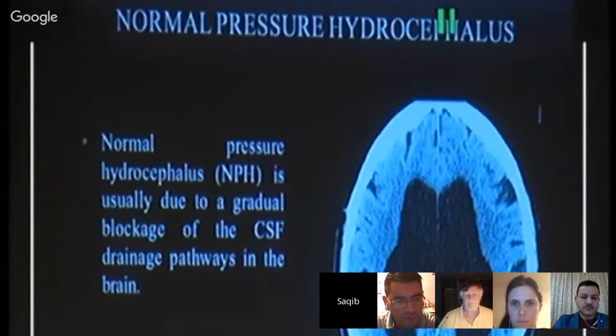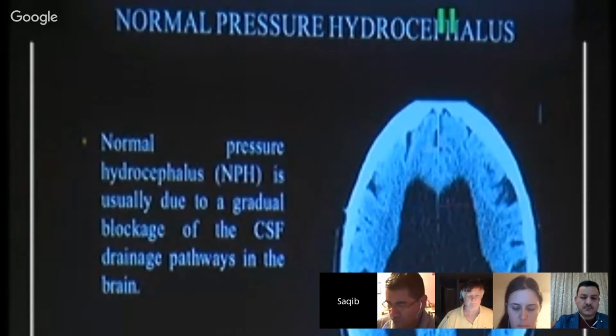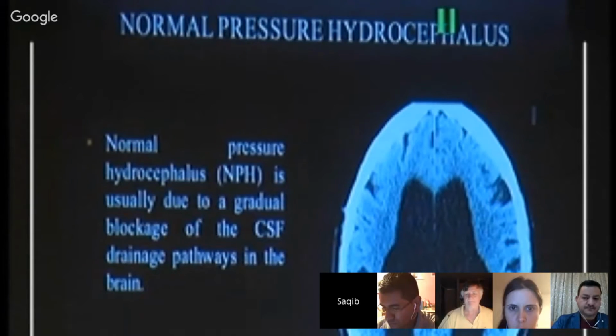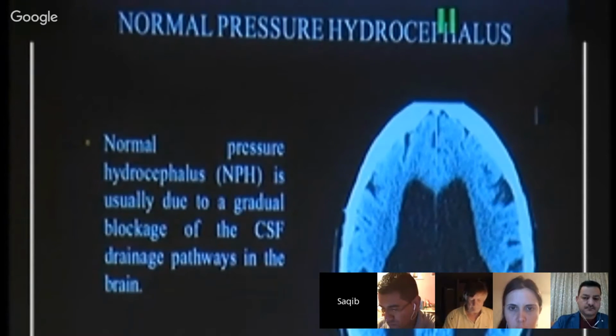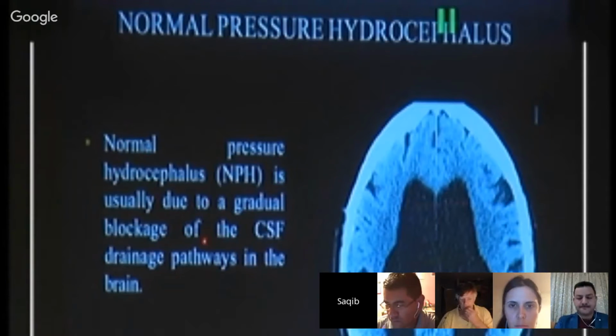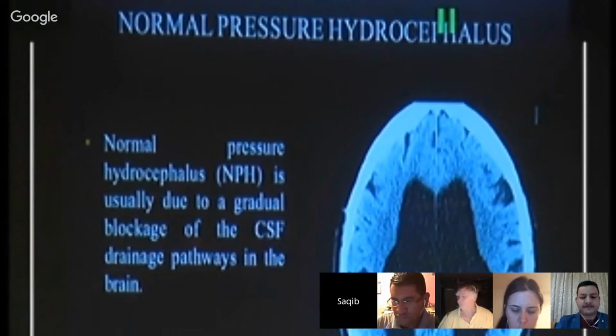However, NPH is something different. You see the cerebral mantle is relatively full, and the ventricles are enlarged. If you check the pressure in these patients, it is normal, but the radiological appearance is that of hydrocephalus. The exact pathology is not very clear, but there are various reasons for that. One of which is that the subarachnoid space gets chronically blocked after some blockage because of previous infection or bleeding that has affected the subarachnoid component.